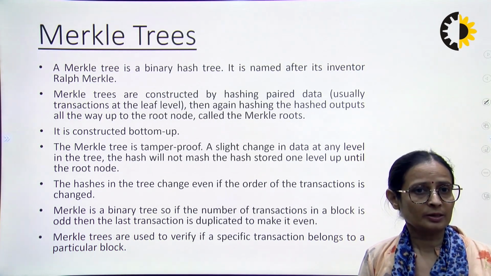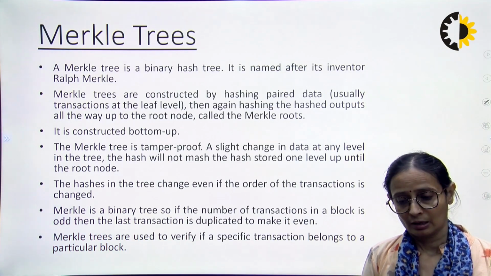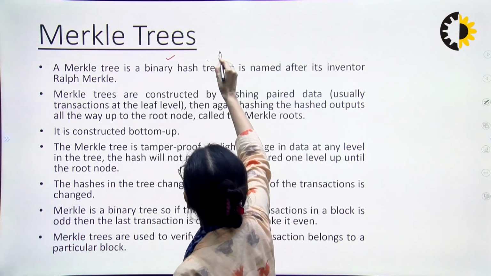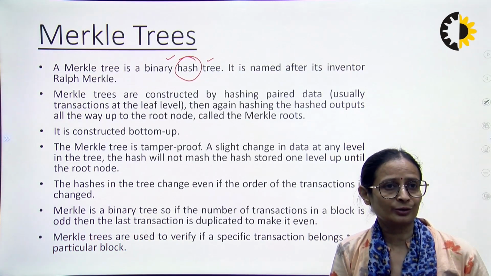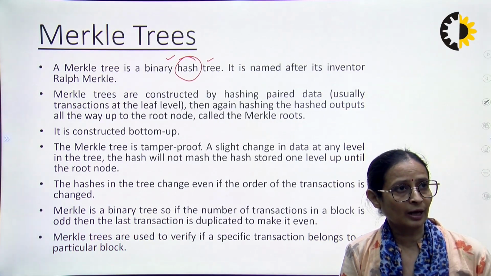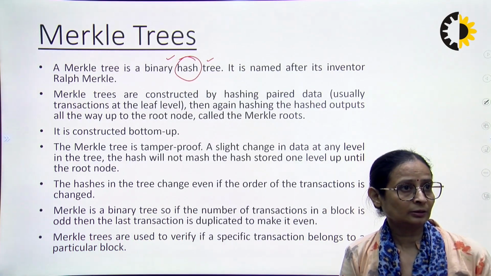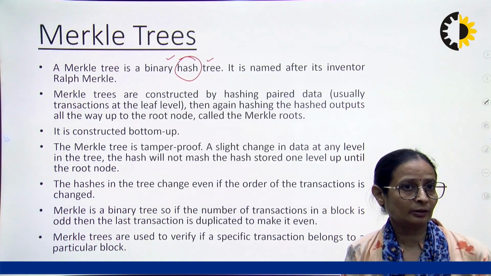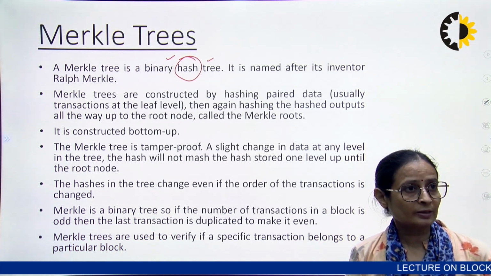This is the next concept which we are going to discuss, that is Merkle tree. So what is a Merkle tree? It is a binary tree and it is a hash tree. That is, its nodes comprise hash values. It is named after its inventor Ralph Merkle. Merkle trees are constructed by hashing paired data, usually transactions, at the leaf level, then again hashing the hashed output all the way up to the root node, which is called the Merkle root.